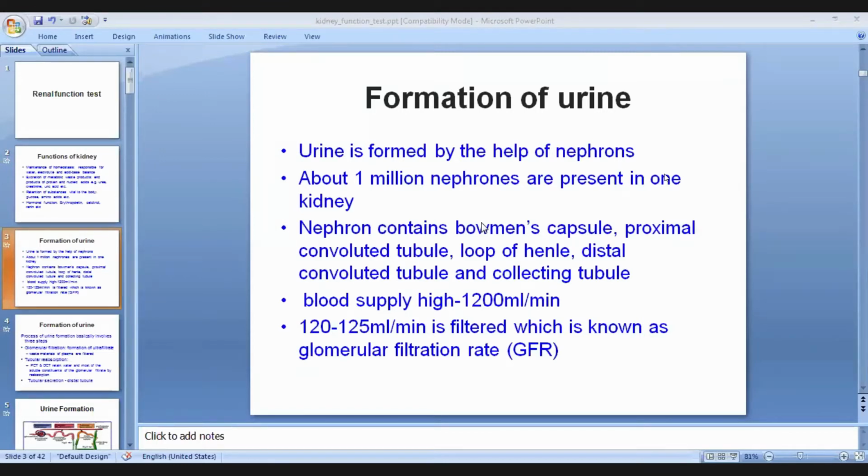and 120 to 125 ml of filtrate is formed in the kidney. Means the filtrate, the substance that is being filtered through the glomerulus, that is the filtrate, which we call the glomerular filtration rate, and it is 120 to 125 ml per minute. So mainly the functional unit of kidney is the nephron, and that helps in the formation of urine.